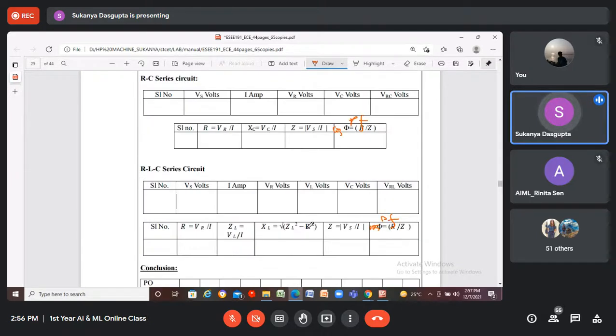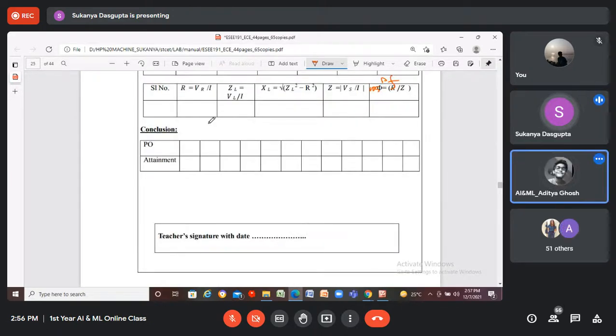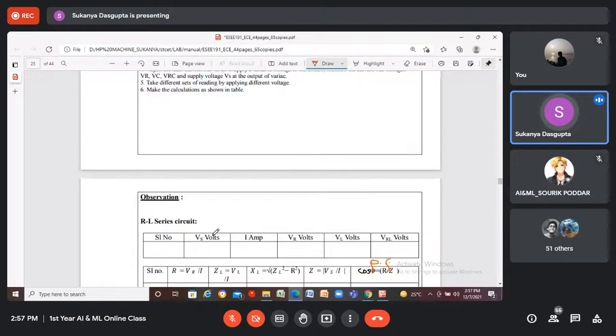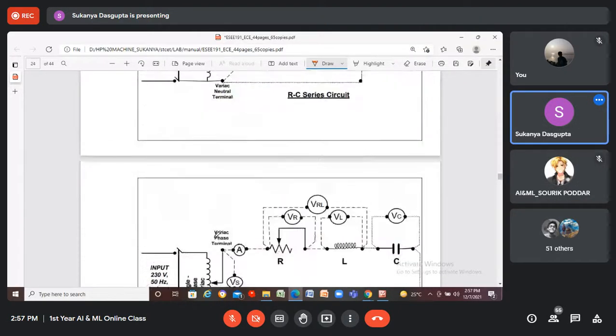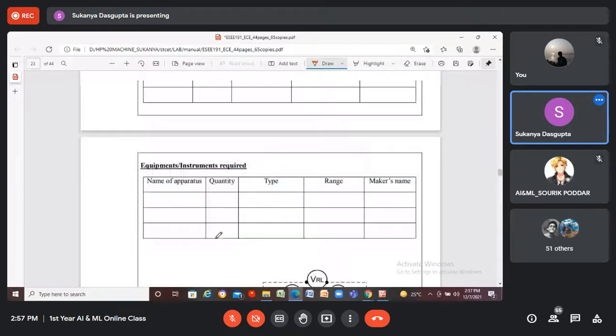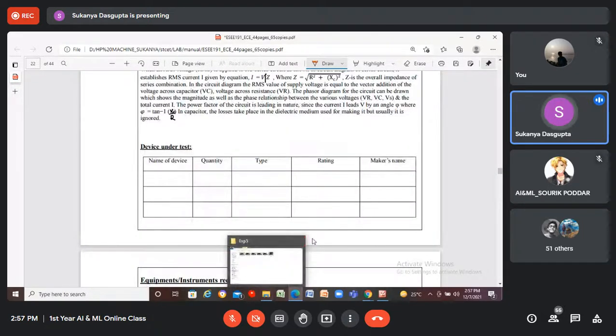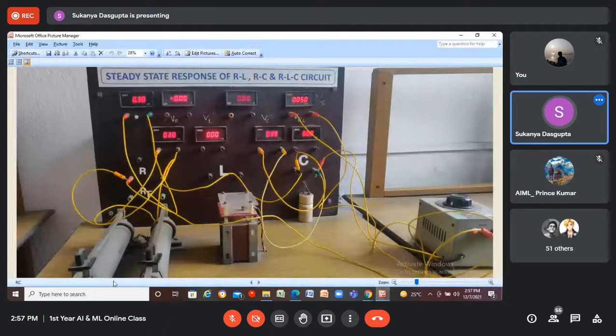Is it clear to everyone? Yes, ma'am. After that, below the observation table, you will write the conclusion, 2 or 3 lines about the experiment. So up to this, everything is clear? Yes, ma'am. Now let me show the experiment.